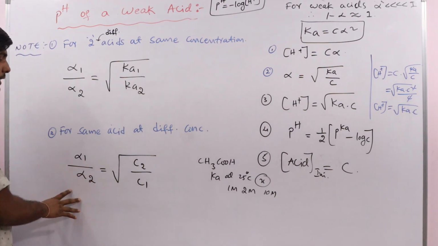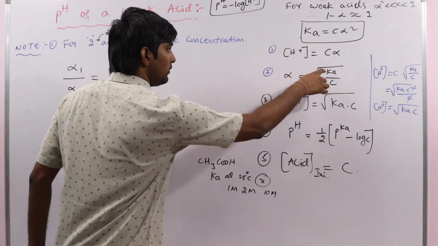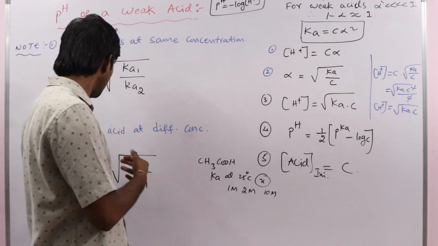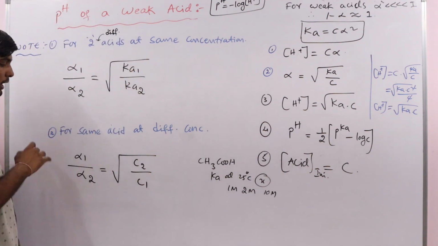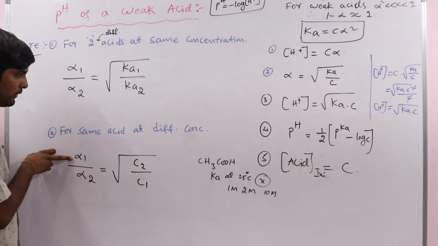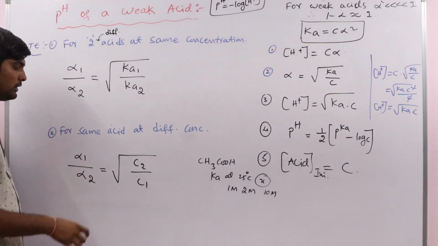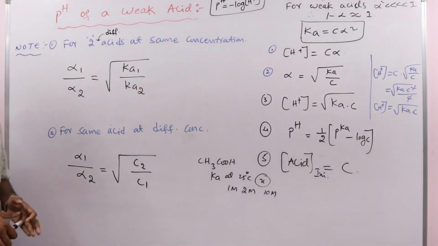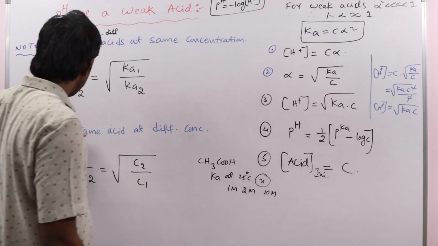So that's why we get alpha 1 equal to square root of Ka by C1, alpha 2 equal to square root of Ka by C2. So the degree of dissociation at the first concentration by the second concentration, alpha 1 by alpha 2, equal to square root of C2 by C1. Okay, clear? So these are the two special cases.